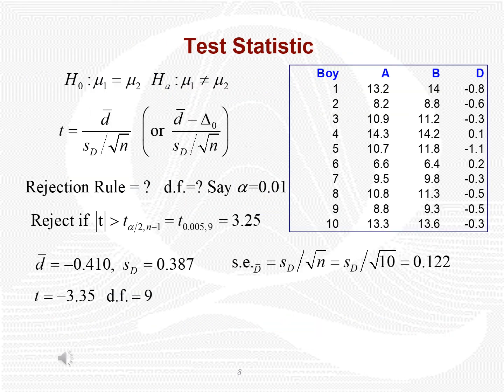Turns out we already have a test like that, the one-sample t-test. If we apply the two-sided one-sample t-test to test the null hypothesis that the difference is 0, then we come up with a t-value of minus 3.35, which is less than the t-critical value of minus 3.25, hence we reject the null hypothesis.